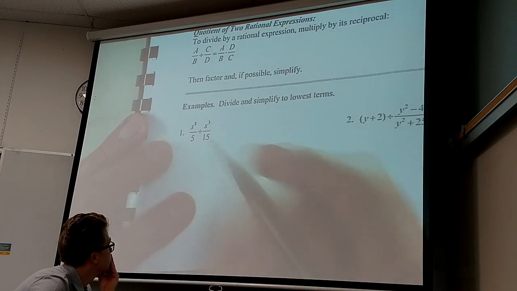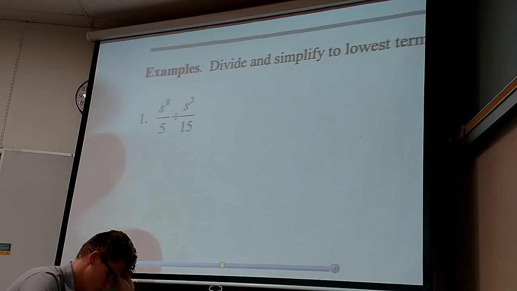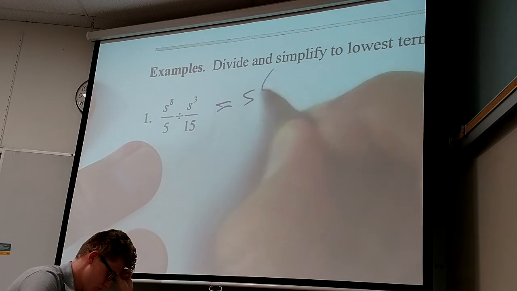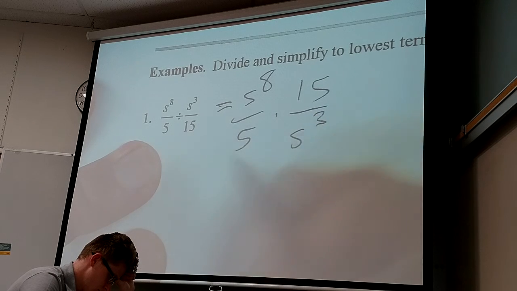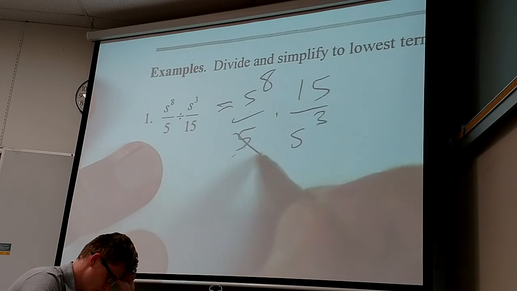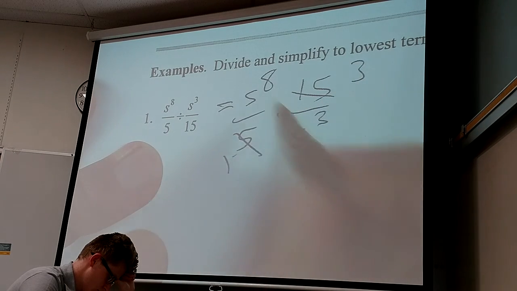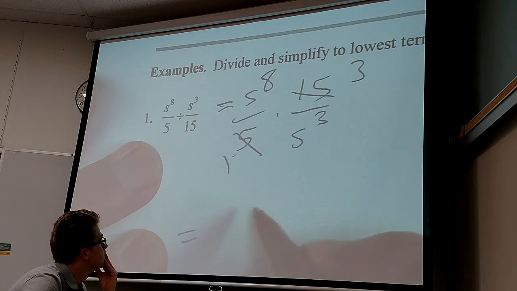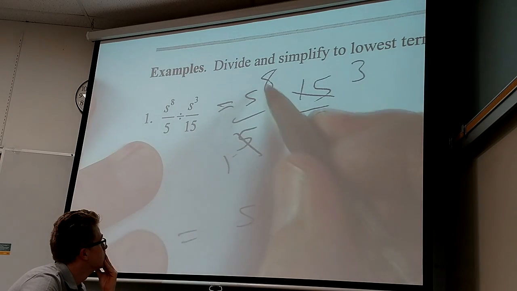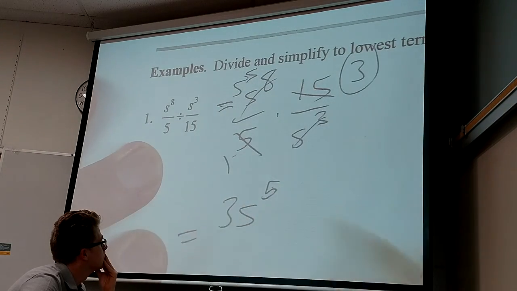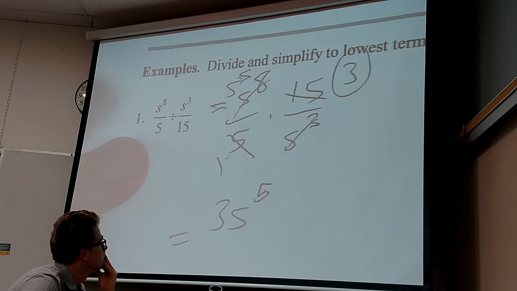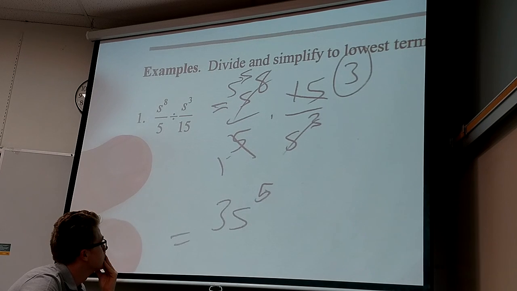Look at this first one. What's the very first step? It'll be s to the 8th over 5 times 15 over s cubed. The numbers become 1 and 3. How many s's are left? On the top, s to the 5th and a 3. And what's on the bottom? 1. I'm not even going to write that.